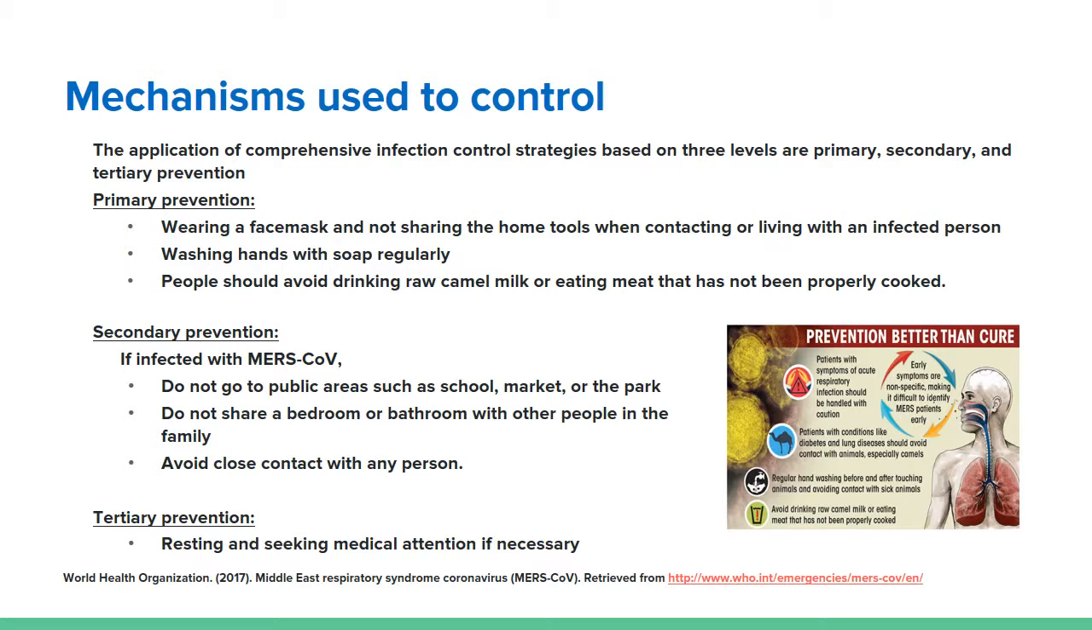Secondary prevention: if infected with MERS-CoV, do not go to public areas such as school, market, or the park. Do not share the bedroom or the bathroom with other people in the family. Avoid close contact with any person.